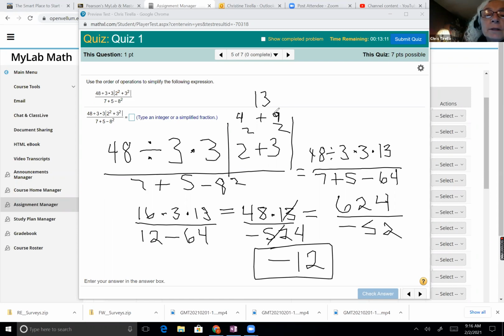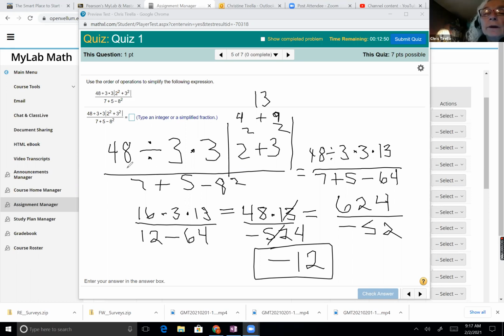I saw careless arithmetic and saw people doing their order of operations wrong. Some people kind of divided 48 by 9 or something like that. And again, also some people copied wrong and that division became an addition. Be careful with this one.